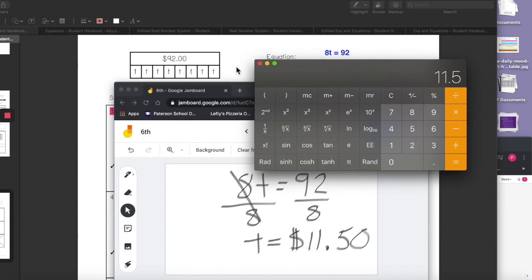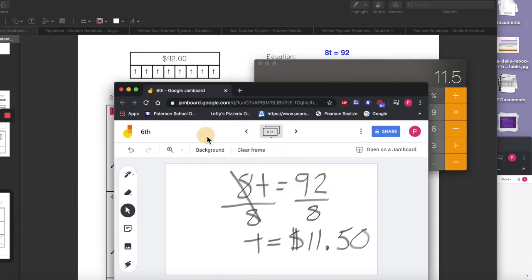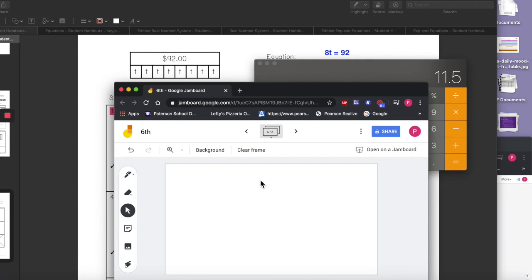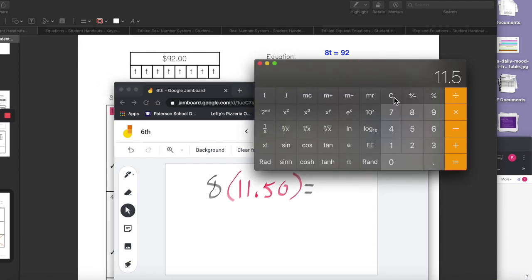Now, if I wanted to check my work, I could do that. I could take my variable, which was t, and say that it was 11.50, right? That was what I got for t, and multiply it by 8, which was in my original equation. And if it equals 92, then I did my work right, because I'm substituting what I got into my original equation. So if I had 8 times 11.50, and I know my work is right.